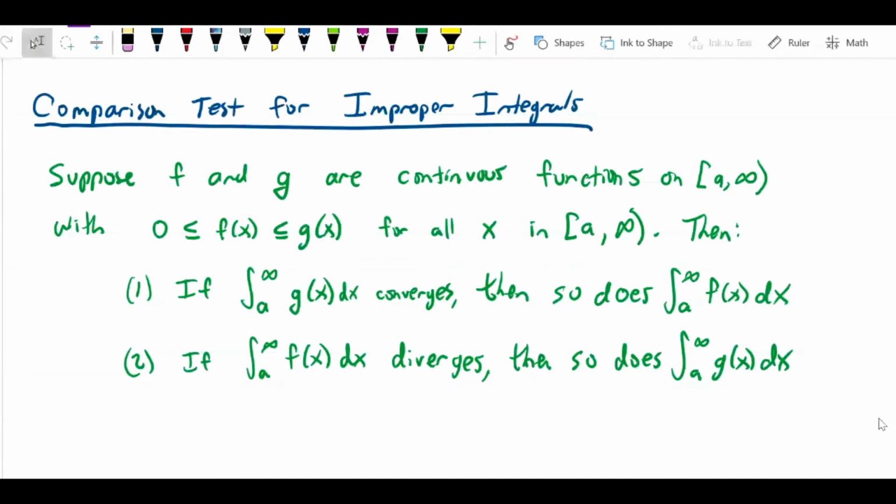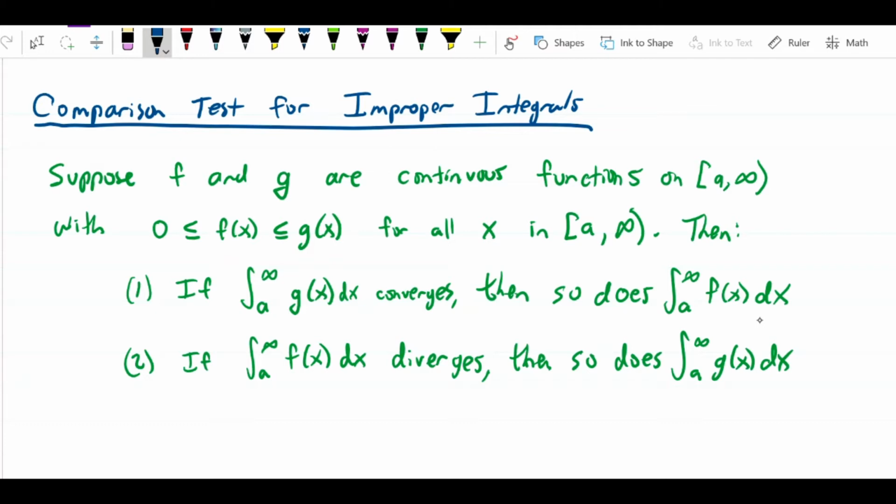The first is going to be the comparison test for improper integrals. So what you want to do is imagine that we have two functions f and g, where the two functions meet the property that they are both non-negative, and g is greater than f for all x in some interval from a to infinity. So if that's true, then if the integral from a to infinity of g of x converges, then so does the integral from a to infinity of f of x. And if the integral from a to infinity of f of x converges, then so does the integral from a to infinity of g of x.